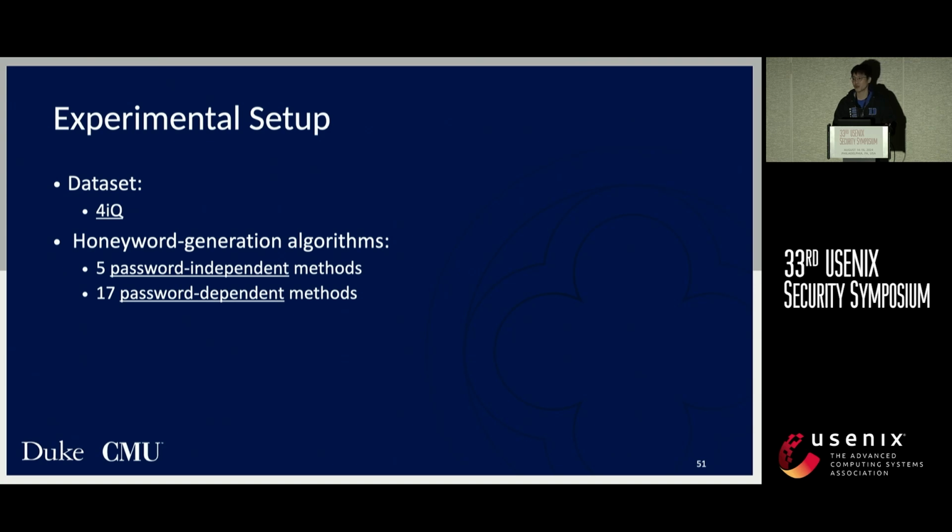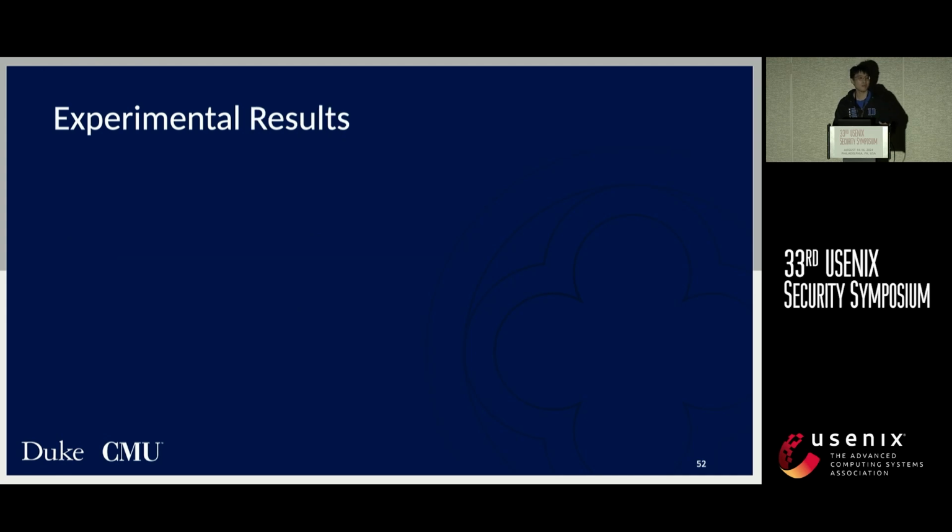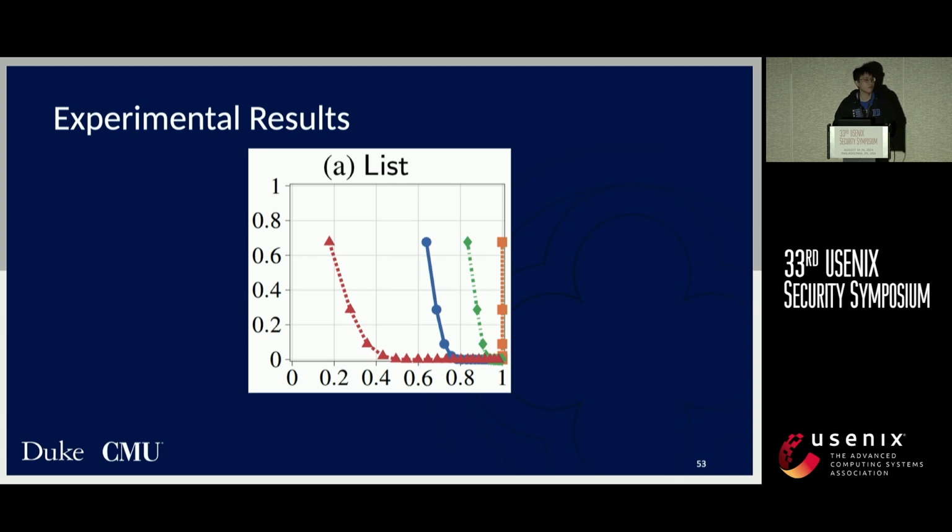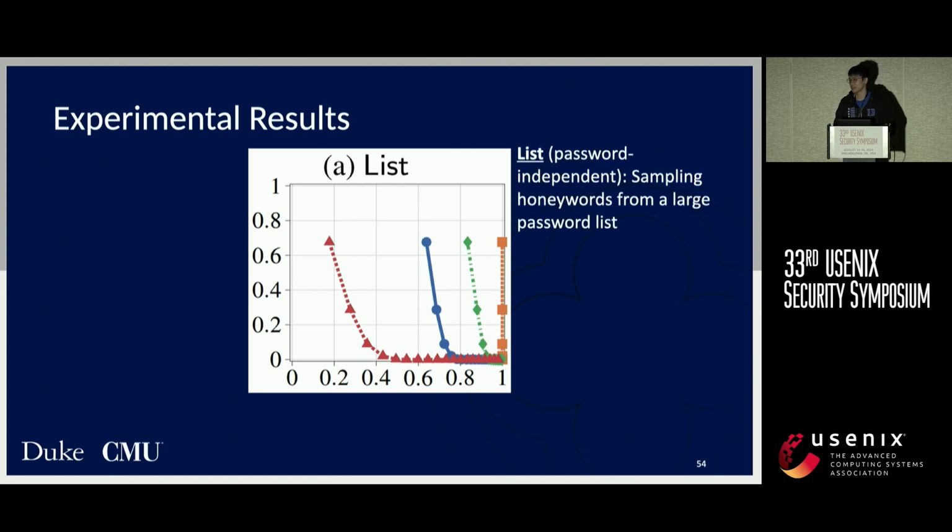5 of them are password-independent methods, and 17 of them are password-dependent. Now let's see some of our experimental results. This figure refers to the evaluation of the list Honeyword generation algorithm. List is a password-independent method. It generates Honeywords by sampling from a password list.